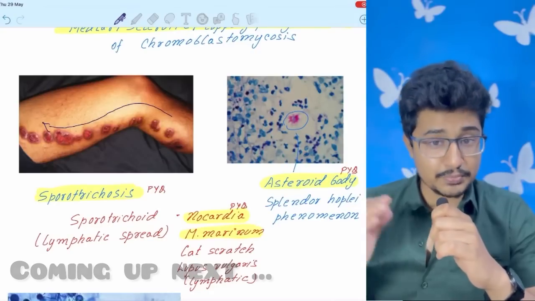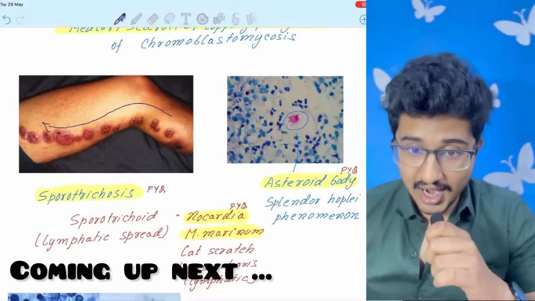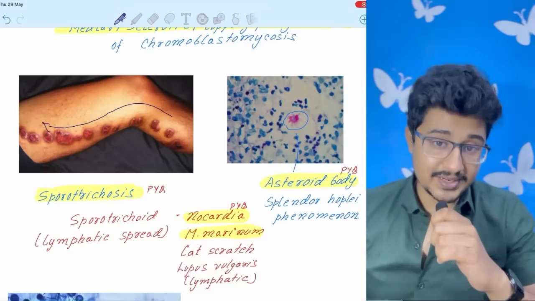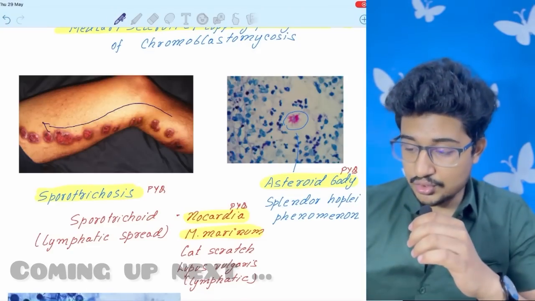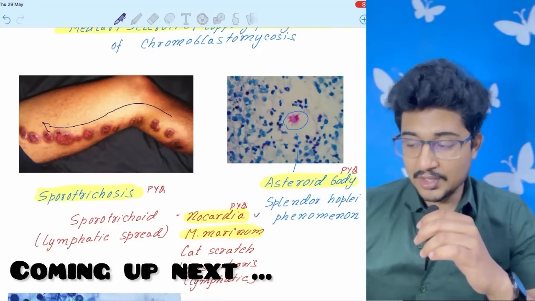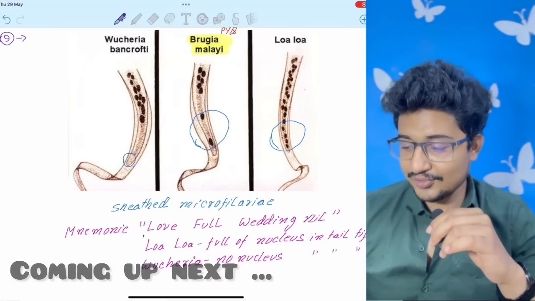So this is nothing but sporotrichosis. Now the next question they ask is, what are the diseases that spread in the sporotrichoid fashion or lymphocutaneous fashion? So these are Nocardia, Mycobacterium marinum, so an interesting mnemonic, loveful wedding nail.